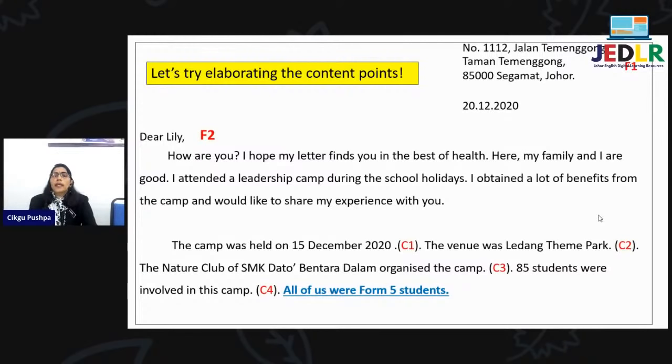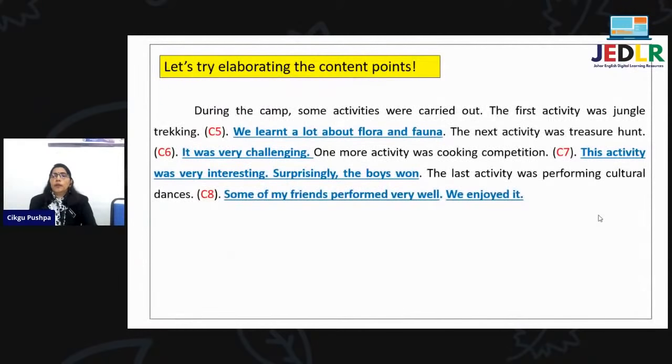Maybe point number 4, if you think that you have something to say, 85 students were involved in this camp. All of us were Form 5 students. So you just write something in order to support your content point. Now here comes the next paragraph. C5, the first activity was jungle trekking, right? Now the one in blue is actually the detail, the elaboration. We learned a lot about flora and fauna. So this is how you should bring your supporting details to support your main idea.